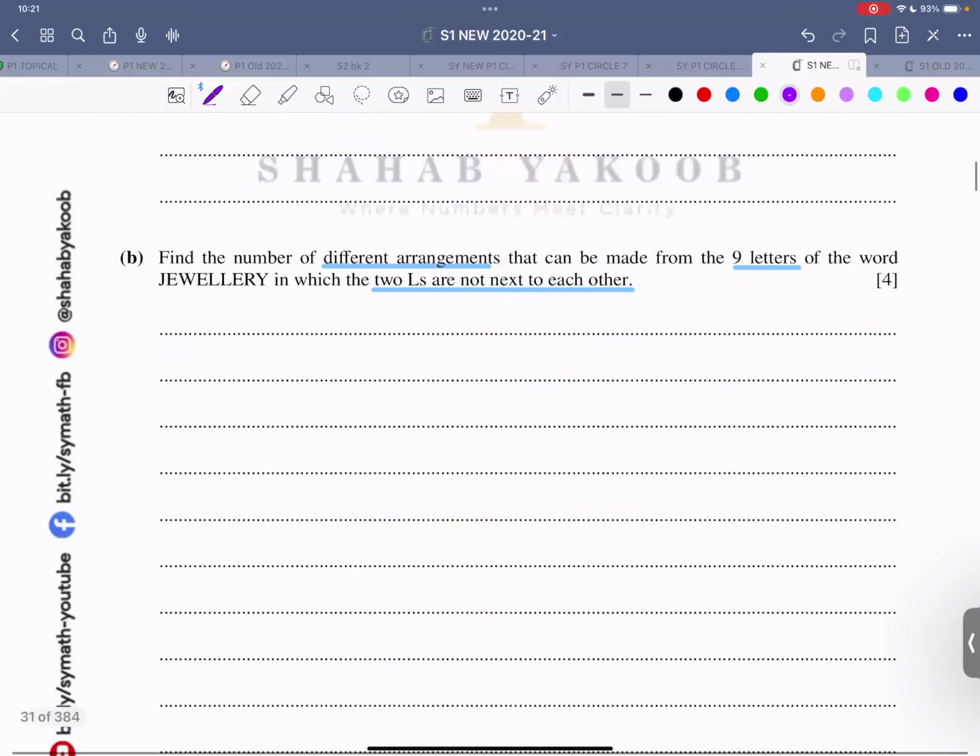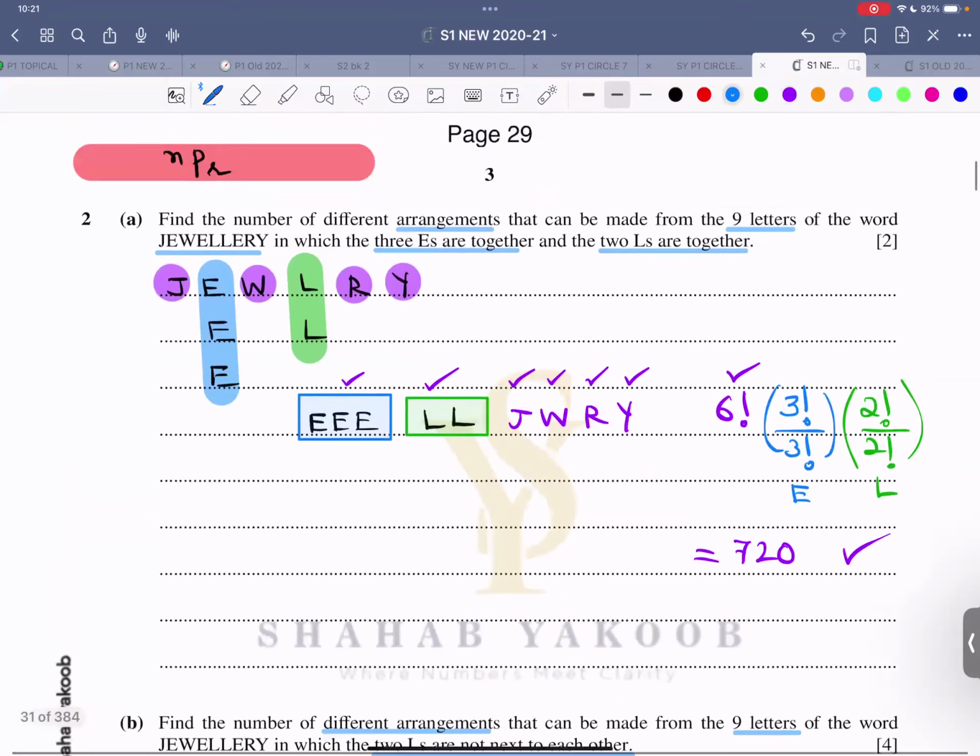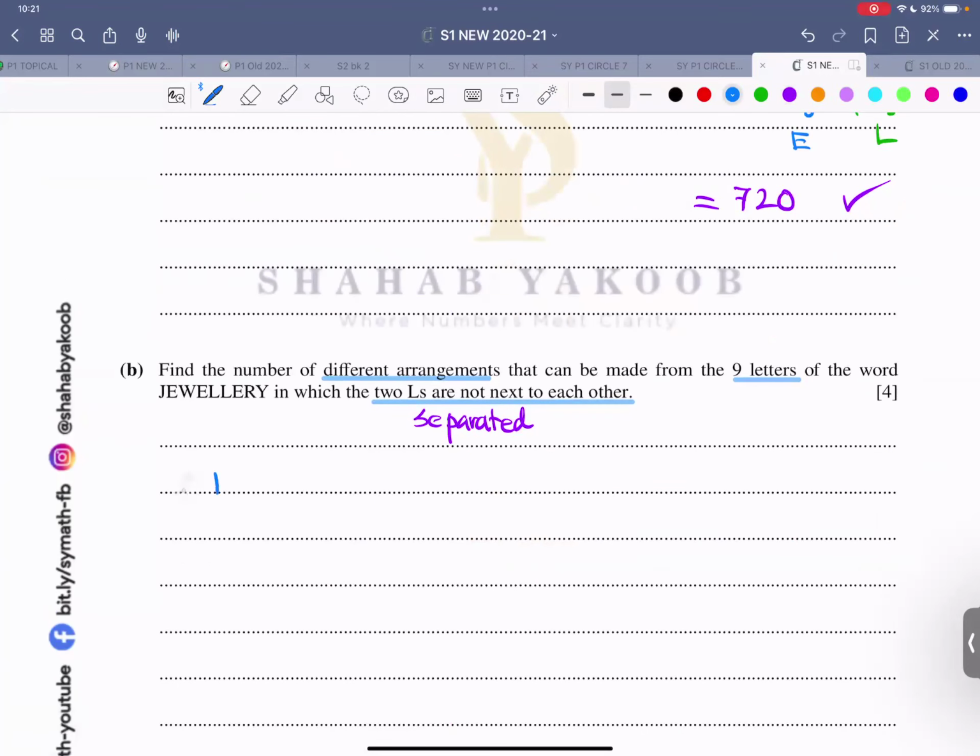Now let's focus on the next part. Find the number of different arrangements that can be made from 9 letters of the word in which the 2 L's are not next to each other. So this means the 2 L's are separated. So let's write the 3 E's. So the 3 E's are there. So 1, 2, and 3 E's, and then J, W, R, and Y.